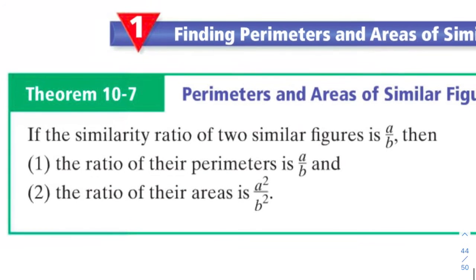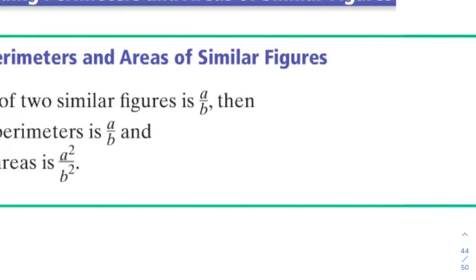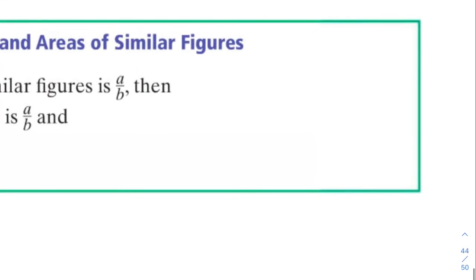So the ratio of perimeters, if one figure to another is A to B, then the perimeters are A to B. So let's say you're given one length of a trapezoid. Okay, so let's say I'm given that the length of a trapezoid is 5 centimeters. And the length of another side that corresponds to it is 7 in another trapezoid. Then the perimeters are also 5 to 7.